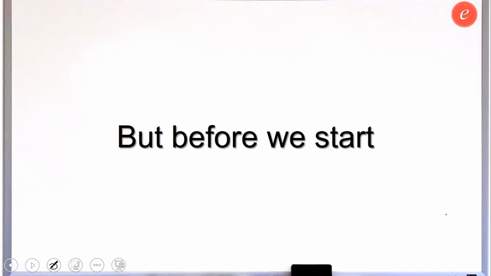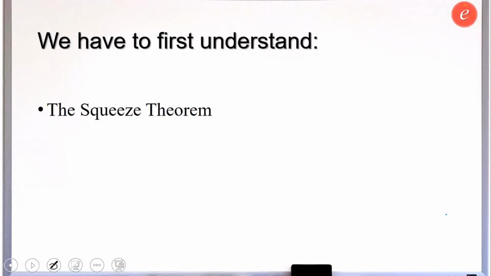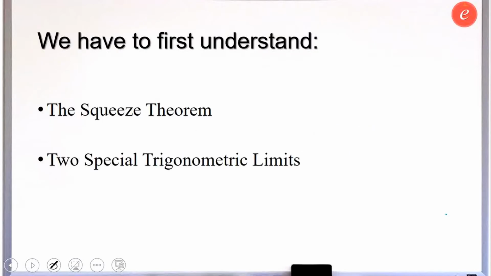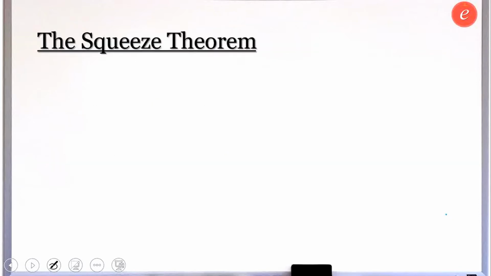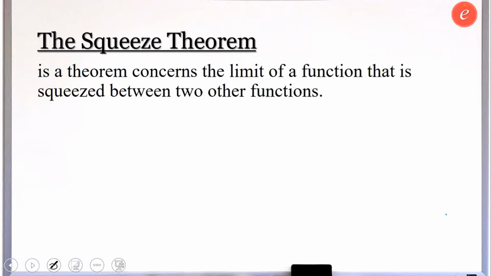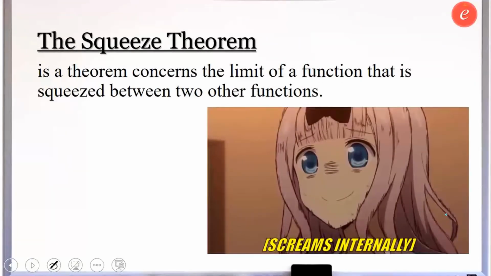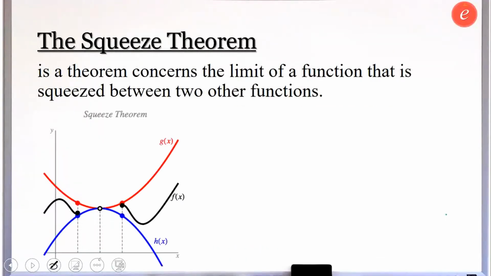But before we start, we have to first understand the Squeeze Theorem and 2 special trigonometric limits. The Squeeze Theorem sounds interesting, right? But it is just about the limit of a function that is squeezed between 2 other functions. Oops, wrong animation. So for this graph, we can see that f(x) is squeezed between g(x) and h(x).